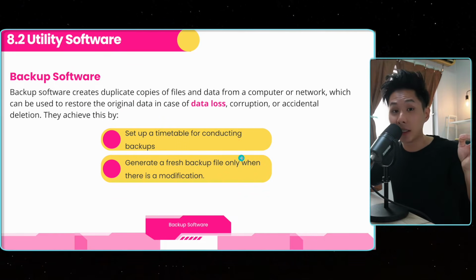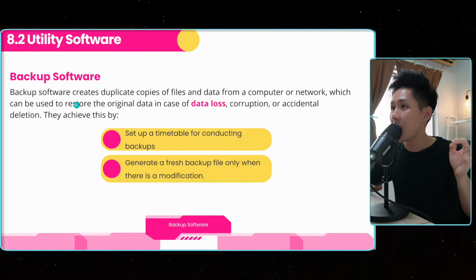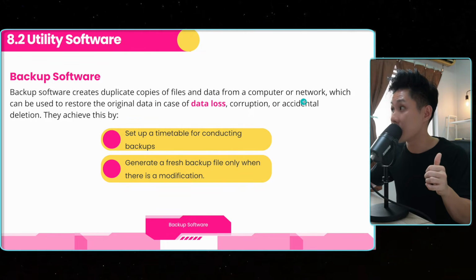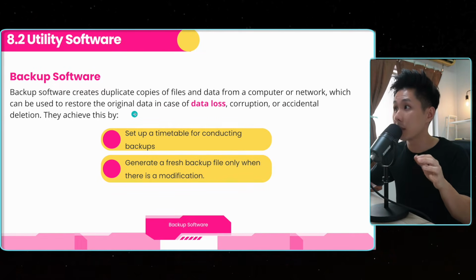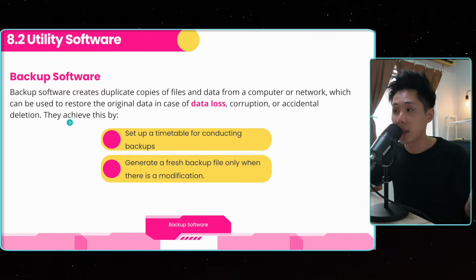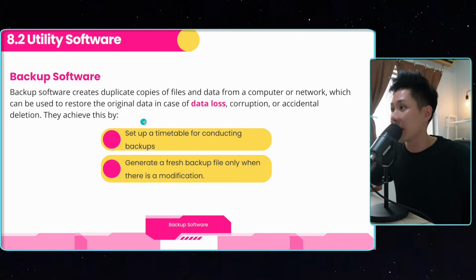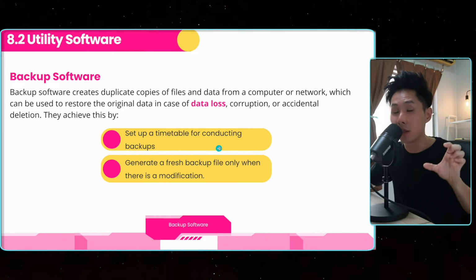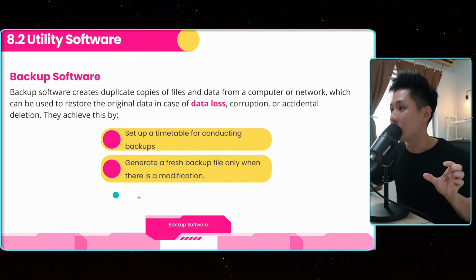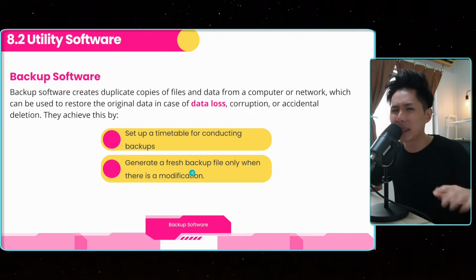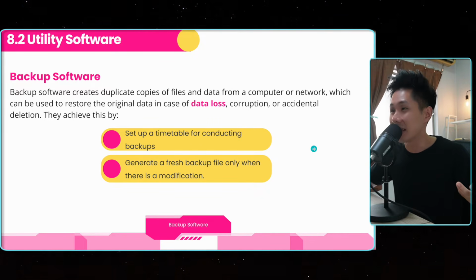The third type of utility software is backup software. It creates duplicate copies of files and data from a computer or network, which can be used to restore the original data in case of data loss, corruption, or accidental deletion. How they achieve backup is that they set up a timetable for conducting backup, creating an exact copy of what you have, and they will generate a fresh backup file only when there's modification, which means they will likely do it every once in a while because you're constantly changing data, right?